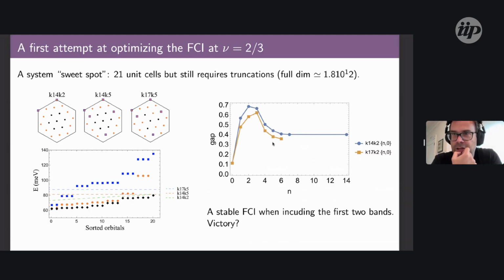Unfortunately, there's already a question: we need to take a system which is large enough, because we know that if the system is too small, we might be in a situation where we don't see an FCI because the system is too small. So 21 unit cells, which for 2/3 should be equal to 14 particles.